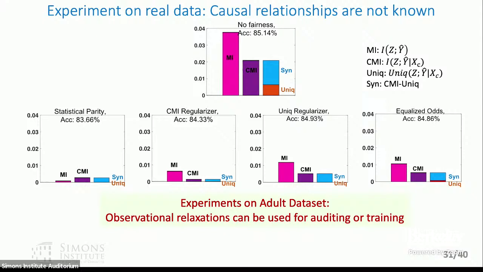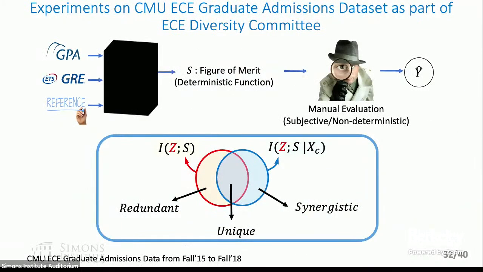And then these are some experiments on real data. Again, because these regularizers are observational, they can be computed on real data, but it's difficult to verify whether they're actually reducing the original non-exempt disparity because we do not know the structural causal models here. But nonetheless, these observational relaxations can be used for auditing or training purposes. And we also performed some experiments on the CMU EC graduate admissions dataset, where we looked at the observational quantities, and looked at a partial information decomposition of mutual information and conditional mutual information on the admissions dataset.